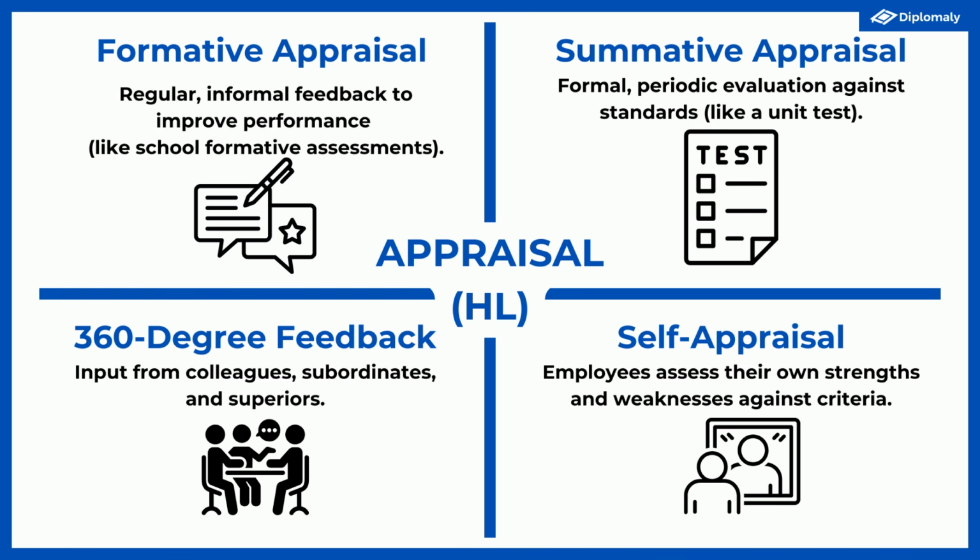360-degree feedback involves gathering comments from various groups of people that the employee works with. This includes both above them, such as their bosses, at the same level as them in the hierarchy, such as their colleagues, and below them, like subordinates. Finally, self-appraisal involves employees evaluating themselves against preset criteria to identify their own strengths and areas of weakness.